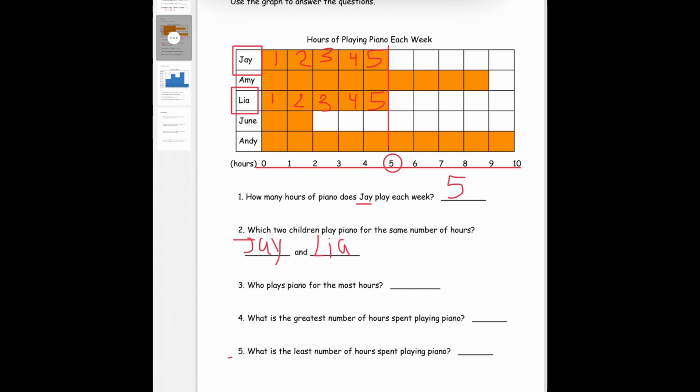Now let's answer question number 5. It says, what is the least number of hours spent playing piano? So we could see by just looking over here which one is the least amount. And it seems like June is the least amount. As you can see, 2 is the smallest number here, and it's not anyone else because 5 is greater than 2. So since it's 2 and that's June, it's asking us what's the least number of hours. We're not going to write their name. We're going to write 2 because they're asking for the number of hours.